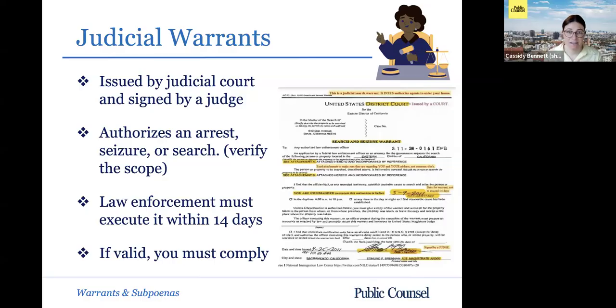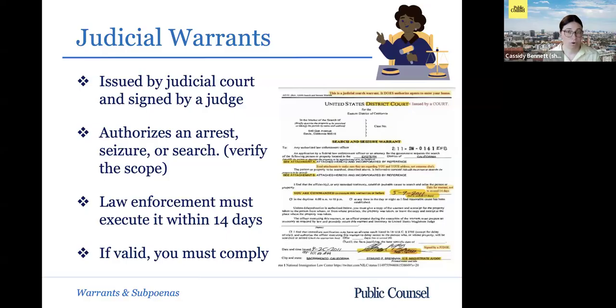Then you can look at the date it was signed and by when it needs to be executed. So they have to execute a warrant, meaning they have to take the paper and bring it to the facility within 14 days. If more than 14 days have elapsed, it's an expired warrant, it's not valid. Again, then you'll get to the bottom and see if it's actually that judge. If it is valid, you do have to comply, and you will want to make sure that you comply, but again, limit them as much as possible.